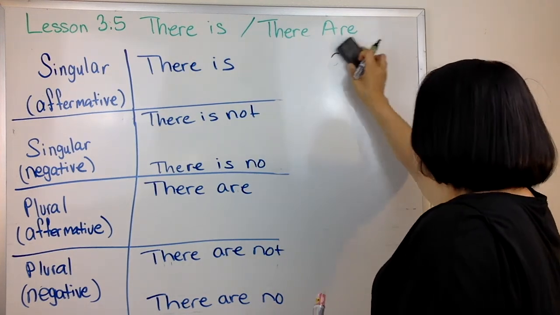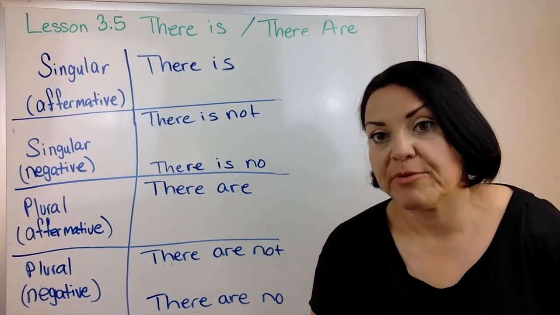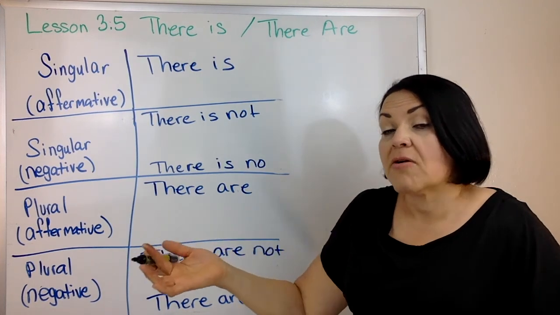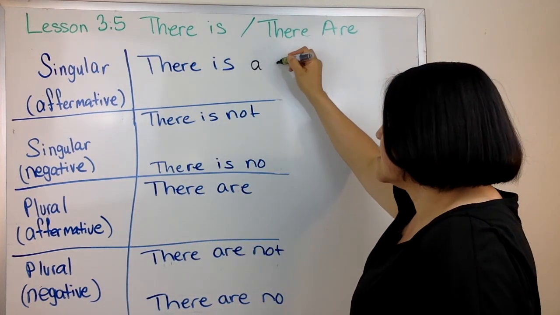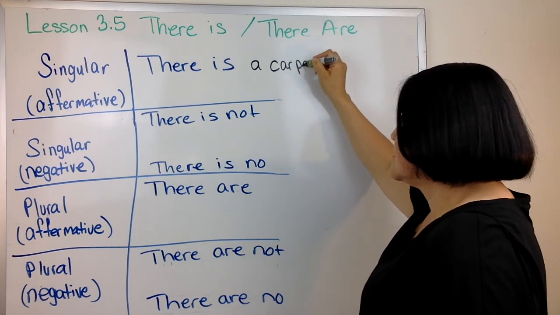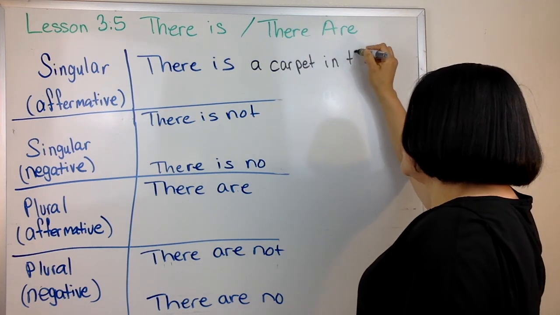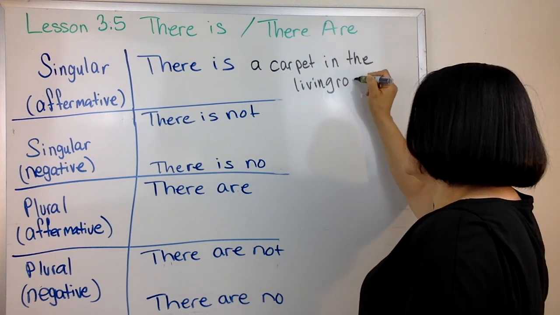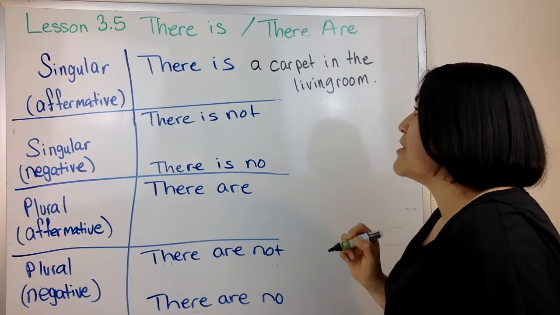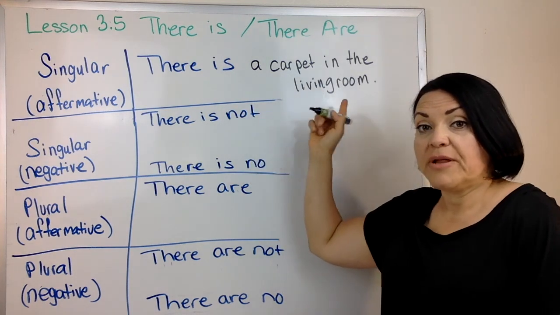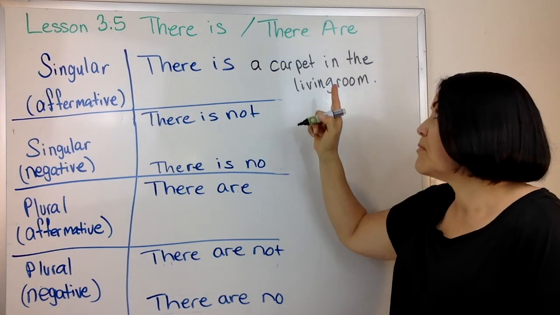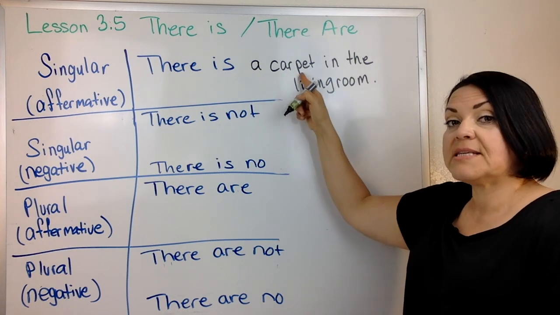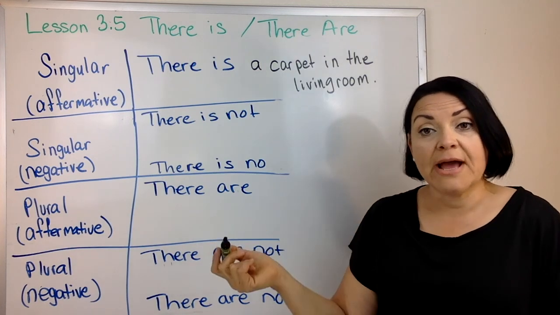So, we're going to use an example from the book. There is, remember you can say a or an, there is a carpet in the living room. Okay, don't forget about it. So there is a carpet where, this is the place, preposition, in the living room. There is a carpet. This is the subject and also a noun.